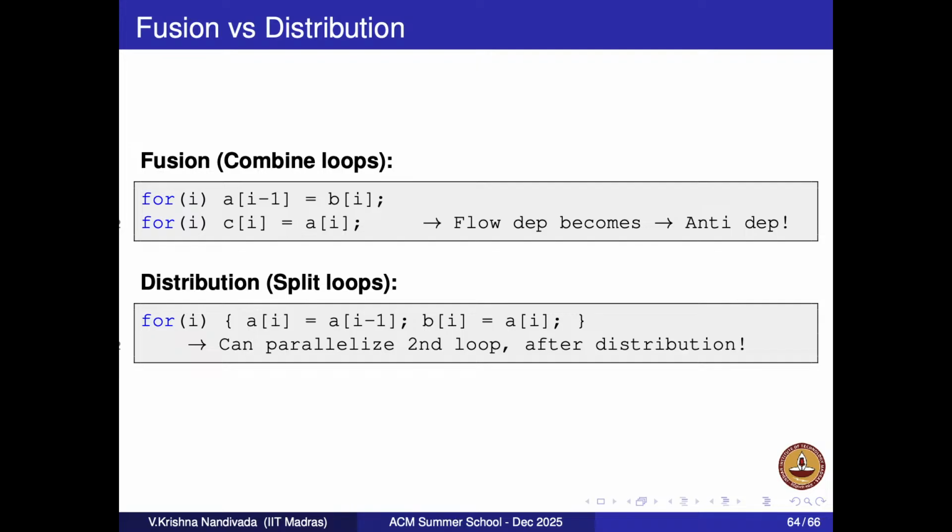So in iteration 2, I equal to 2, I am, sorry, I am reading A sub 2. In iteration 3, I am writing to A sub 2. So this is an anti-dependence. So this is not okay.